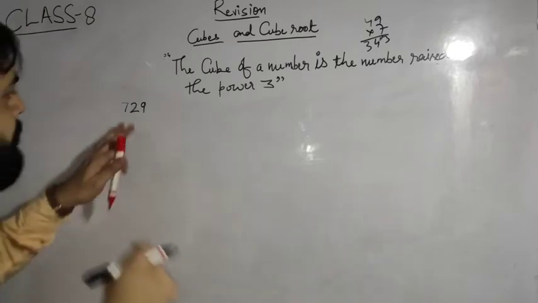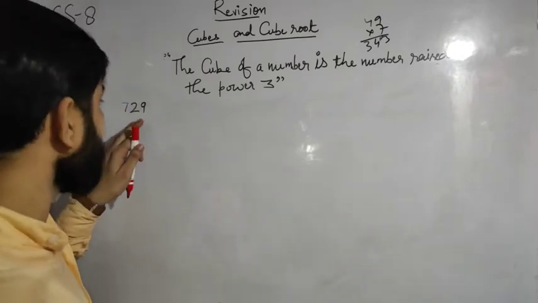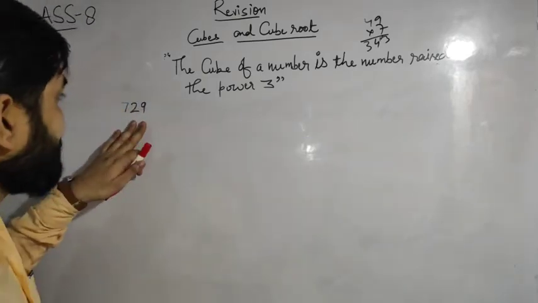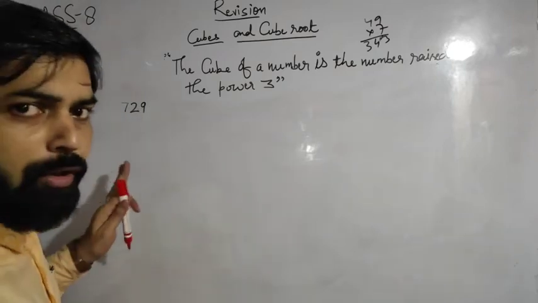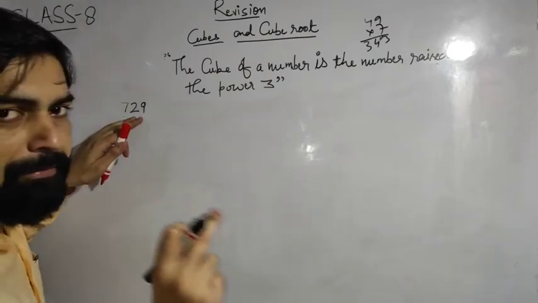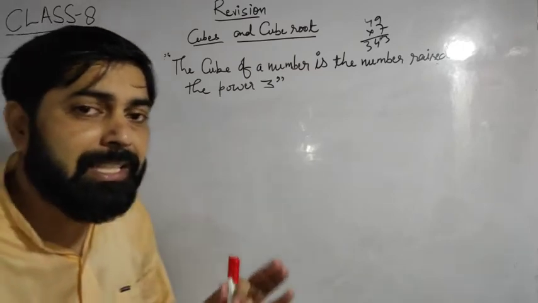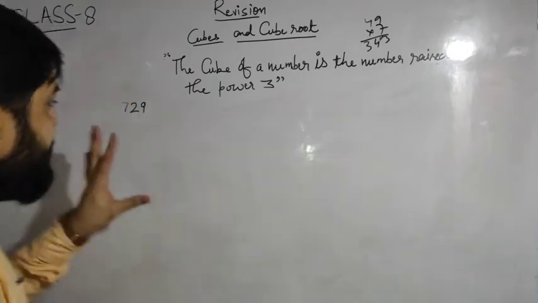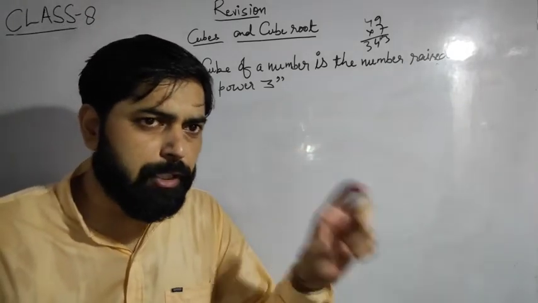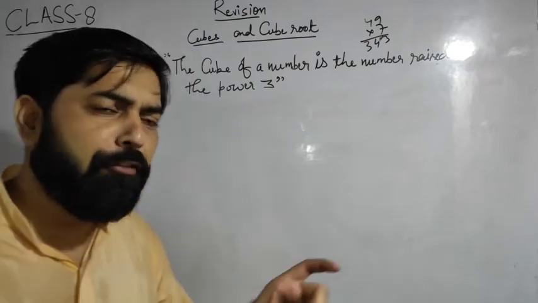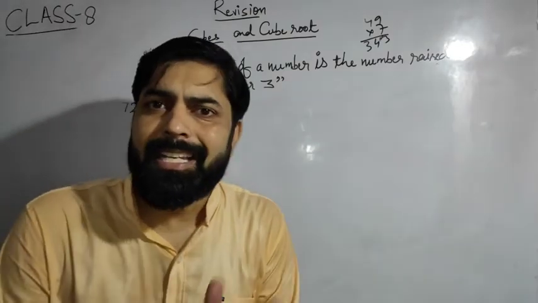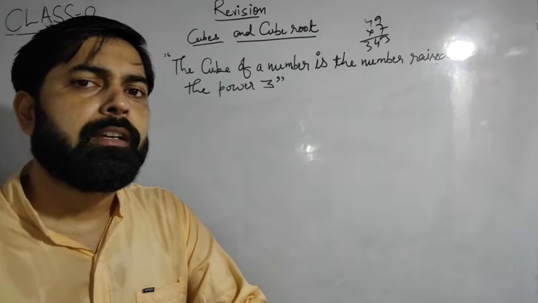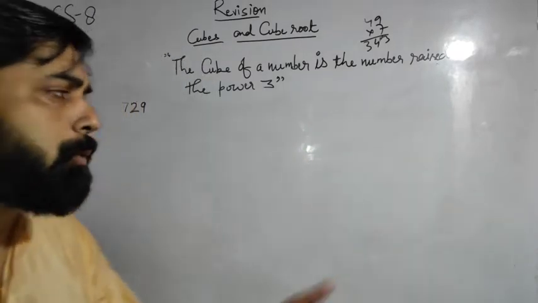729. And then the question is to check whether this number is a perfect cube or not. We can check by the prime factor method. First we find the prime factors of 729. Then we make groups of 3 like numbers, and in the last step we multiply the group numbers. If you find all the factors in groups, then that number is a perfect cube.